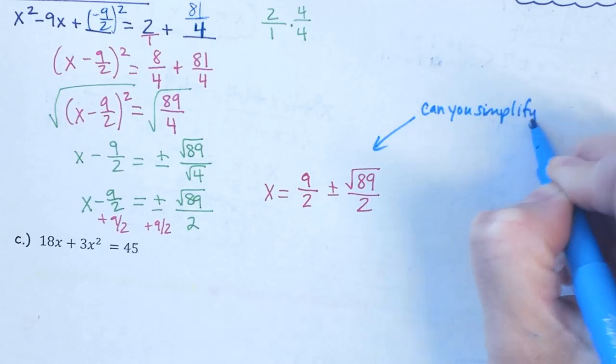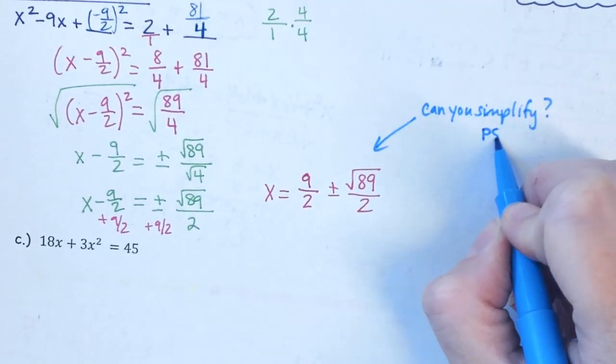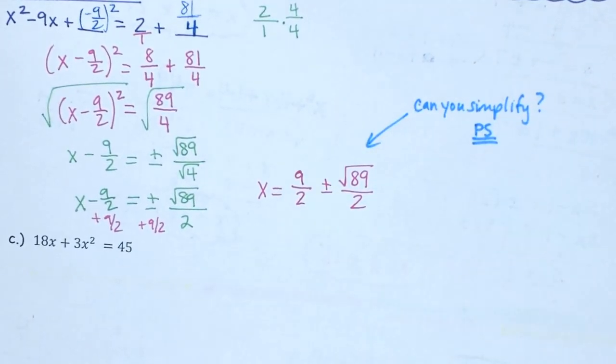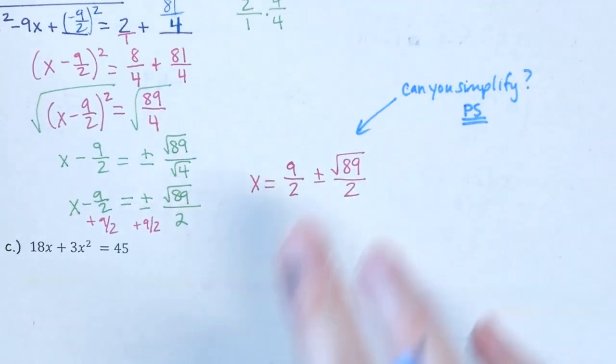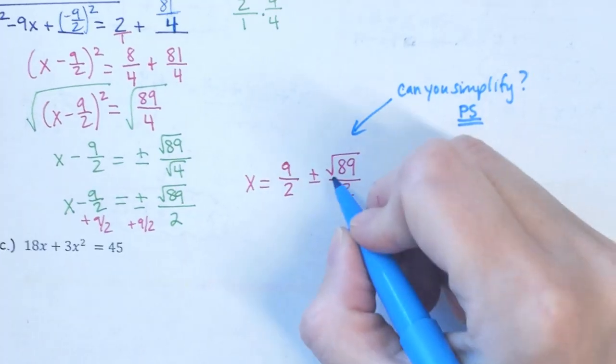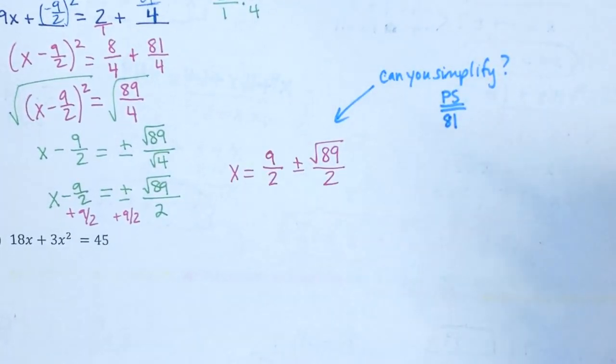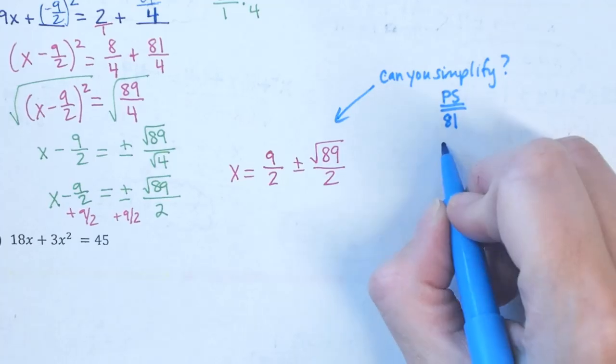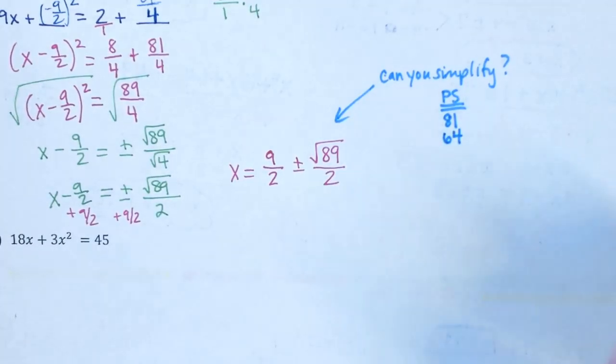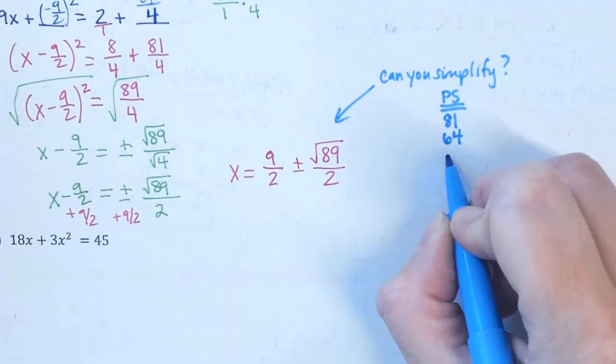You have to check your perfect squares. You can start from the bottom and go up, or you can start from the top and go down. I've seen teachers teach it that way to make sure you find the biggest one that goes in there. So the biggest possibility would be 81, which is 9 squared. Does that go into 89 evenly? Nope. So then we would try 8 squared. Does that go in there evenly?